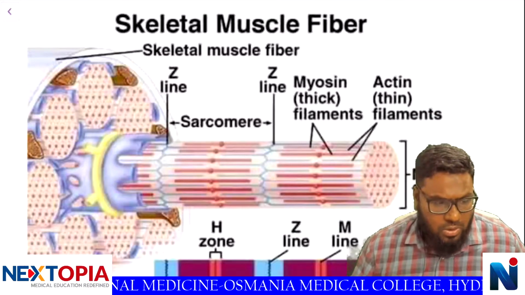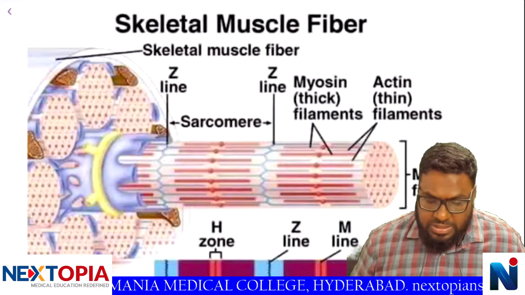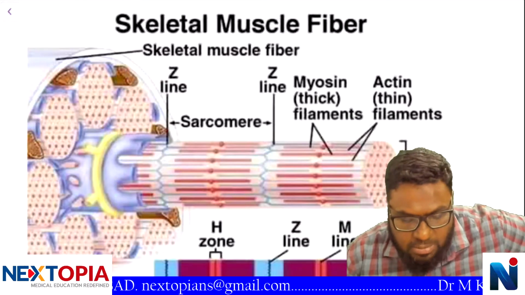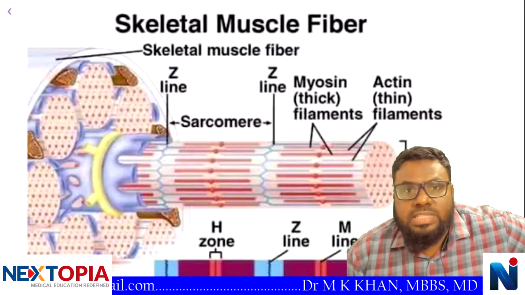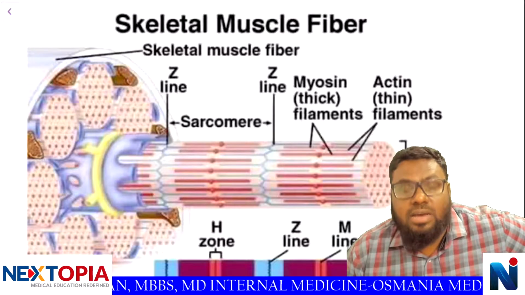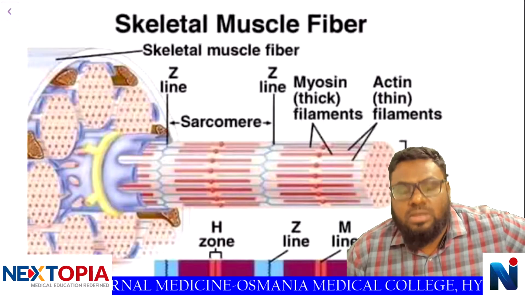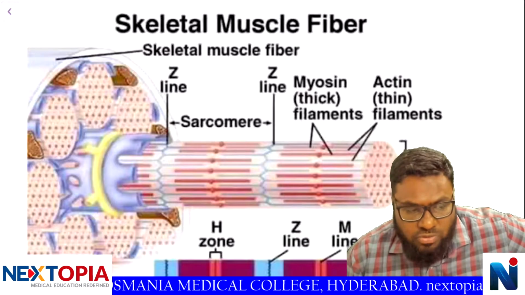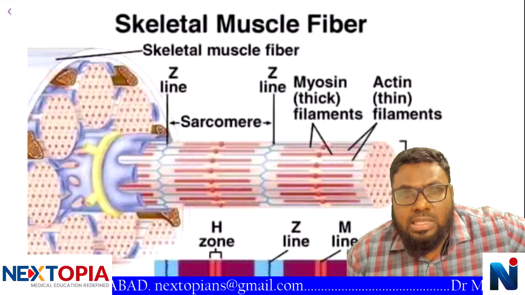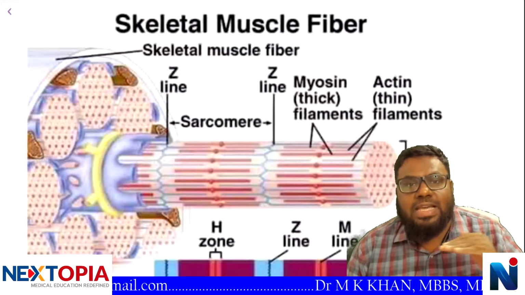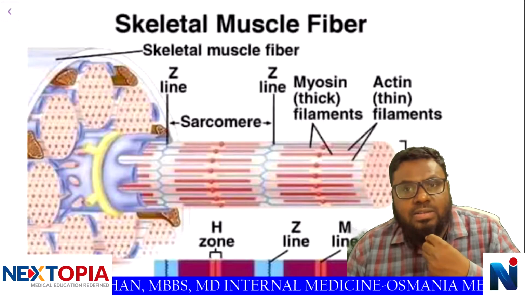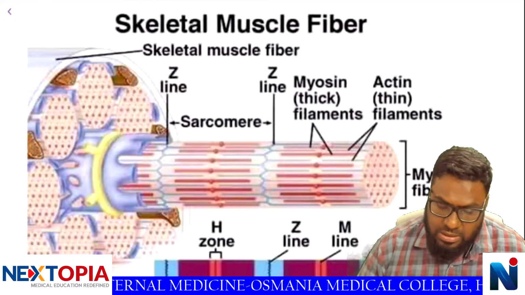So the skeletal muscle fiber ultrastructure we'll try to understand. The picture in front of you is an excellent picture of a skeletal muscle fiber. This picture tells us that a muscle is made up of individual cells called striated skeletal muscle fibers. So a muscle is a bunch of muscle fibers. These muscle fibers are longitudinally placed within the muscles, and each muscle fiber has myofibrils.